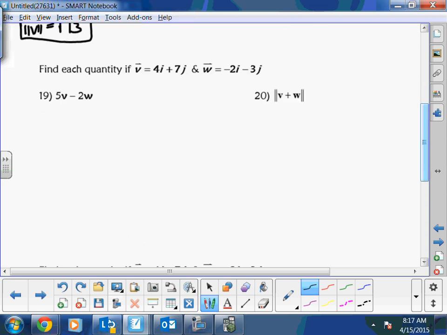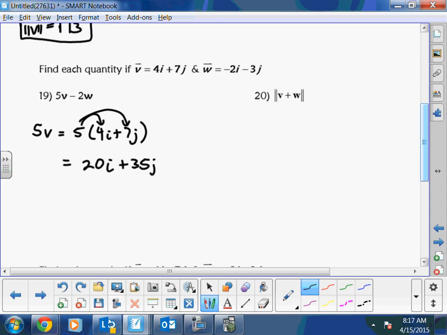So question 19. Find each quantity if V and W are this. Now, remember, when you deal with these, they follow the same idea. 5V is just equal to 5 times 4i plus 7j. These vectors follow the same mathematical rules, so we can distribute. You'll have 20i plus 35j. That's the easy thing about it: each component can be multiplied to create the same thing. So this is now 5V. Now let's figure out what negative 2W is.